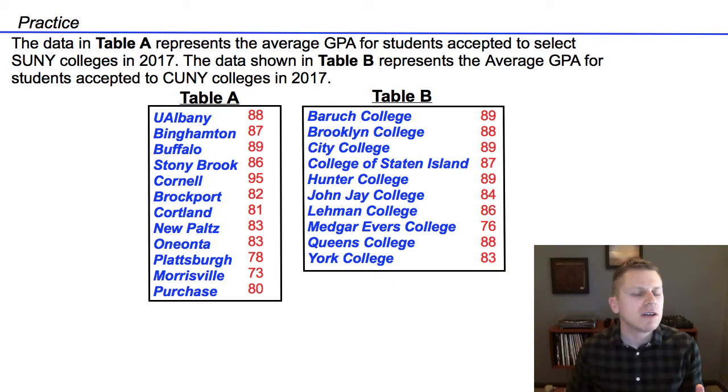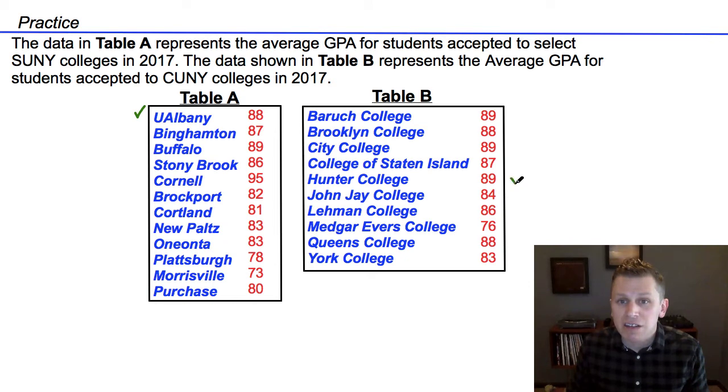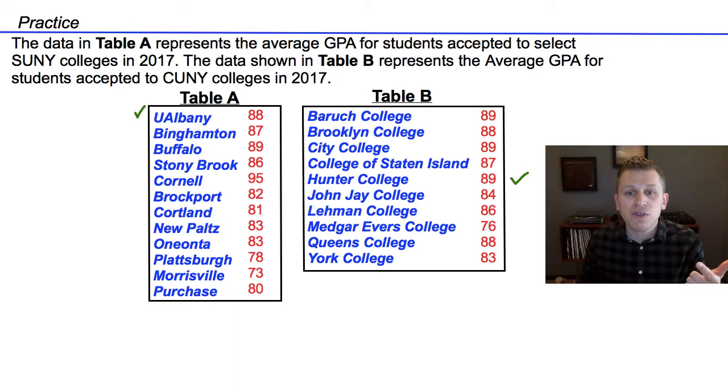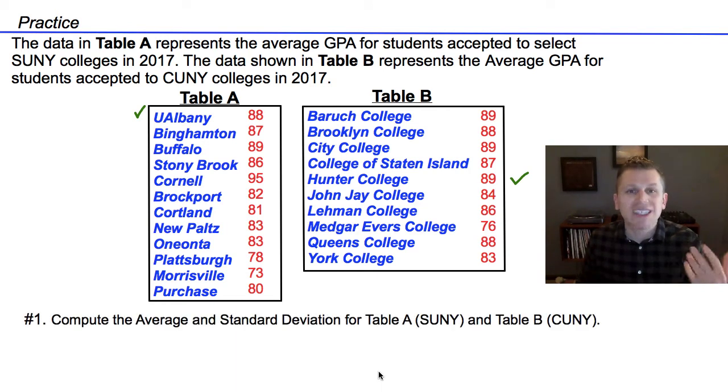Let's practice what we just learned about standard deviation by calculating standard deviation for two different data sets. What we're looking at here is two different data sets. Table A represents the average acceptance score to get into a SUNY school, something like my alma mater, UAlbany. And Table B represents the average acceptance score to get into a city college. My graduate degree was from Hunter College, so there are two schools there that I attended. What I would like you to do is calculate the mean and standard deviation for both tables. When you do that, round your value to the nearest tenth.